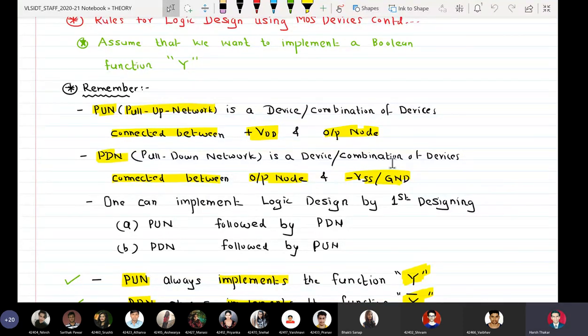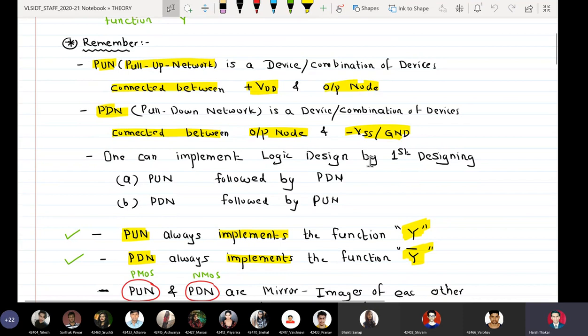The purpose of having PMOS devices in the pull-up network is that we want the output node to be connected to VDD through a PMOS so that we get a strong 1 at the output. Similarly, we always put an NMOS in the pull-down network because we want the output node to be connected to ground through NMOS or a combination of NMOSes so that we get a strong 0. And then we told that one can implement logic design by first designing PUN followed by PDN. One can also implement by first designing PDN followed by PUN.